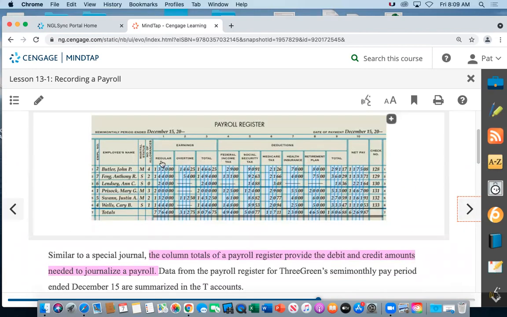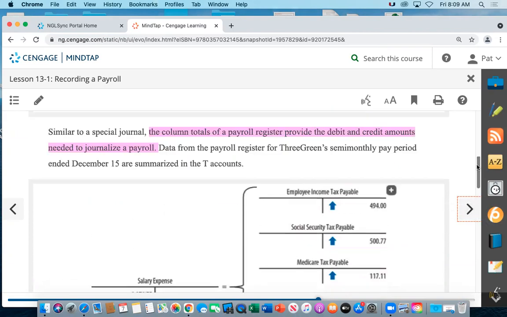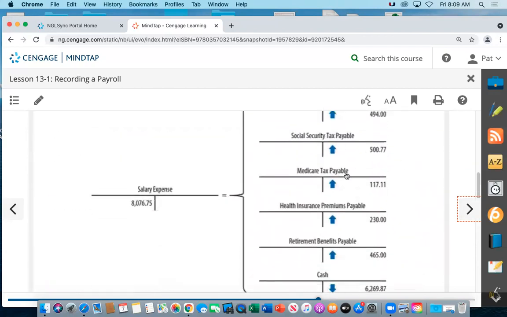Okay, well, there is not one heading here that says salary expense or employee payroll. Do you agree? But you do see Social Security, Medicare tax, health insurance, and retirement benefits. Social Security, Medicare, health insurance, retirement plan, retirement benefits is what we're going to call it. And basically, we just add payable to it. And these are liabilities.